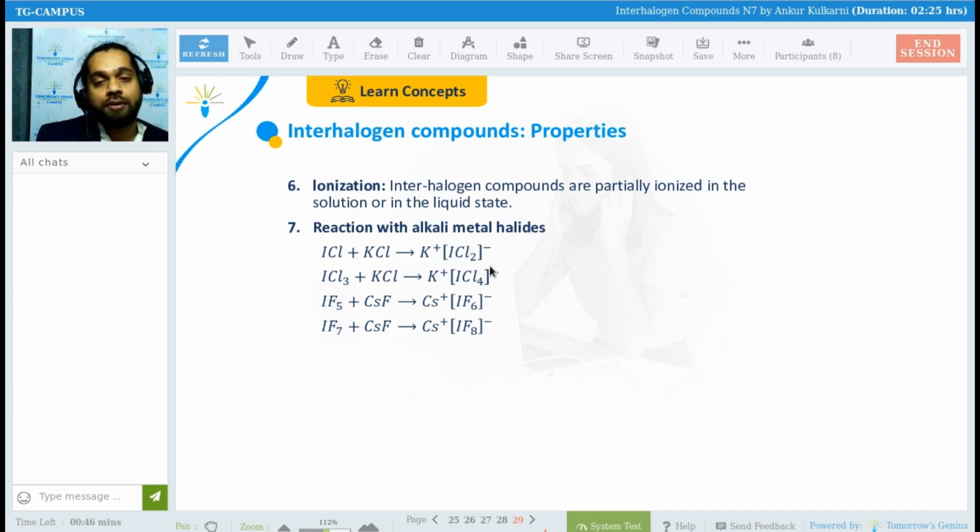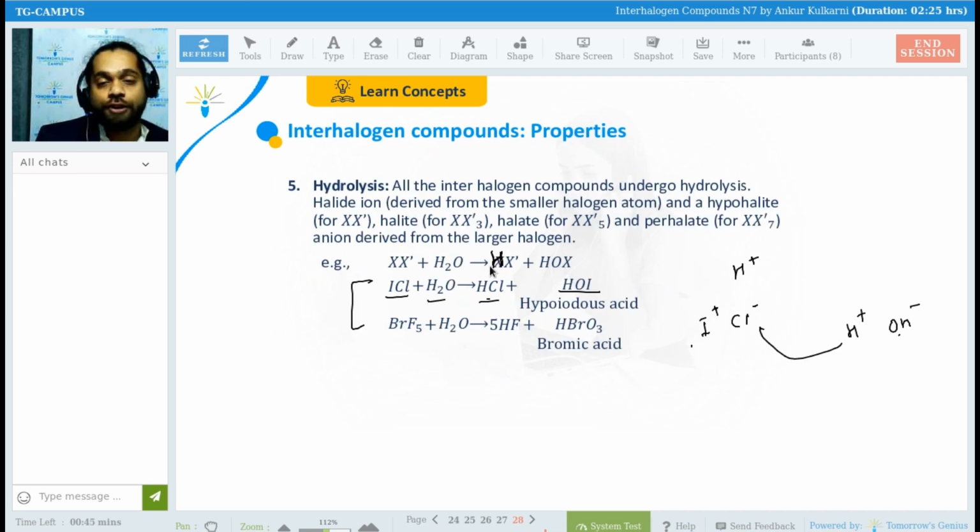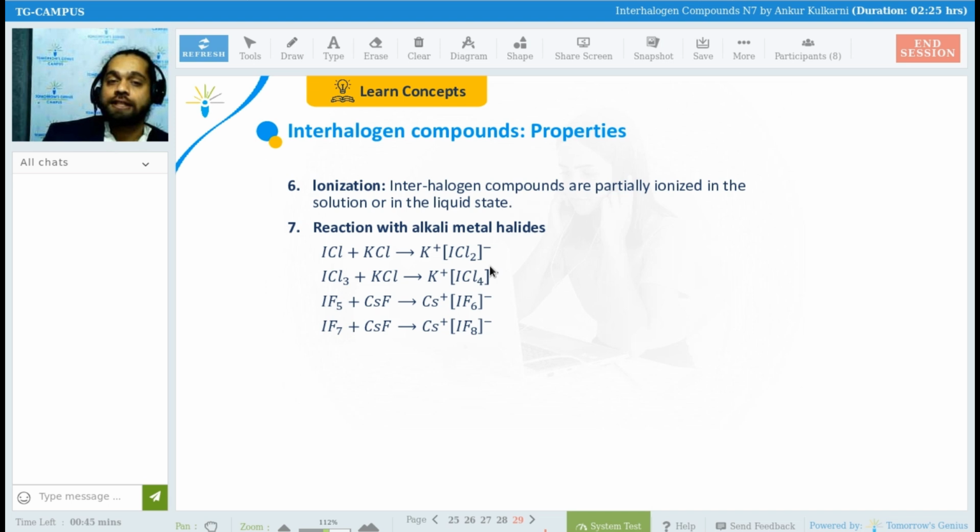Where were we? So hydrolysis is done. Next we have ionization. Yes, they can undergo ionization. Some are partially ionized, some are fully ionized. Then reaction with alkali metals. They form salts, they form complexes.